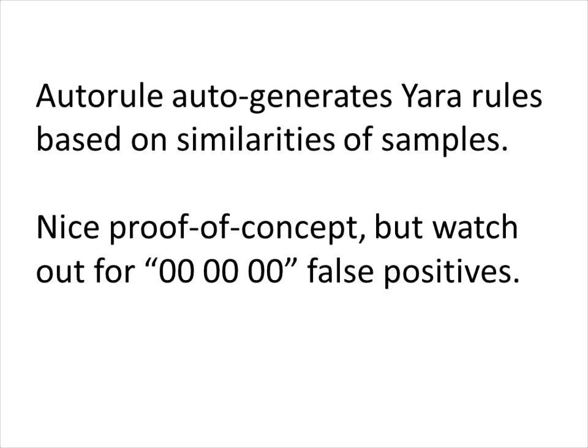Now, I think of this particular tool, AutoRule, as a proof of concept. It does produce a lot of false positives, especially because as part of its signature, it oftentimes includes a set of consecutive 0 bytes, which are very common in files that are executables and PDF files and Word documents, so a lot of false positives. But as a concept, it's very nice and something that you might be willing to take and then improve upon.